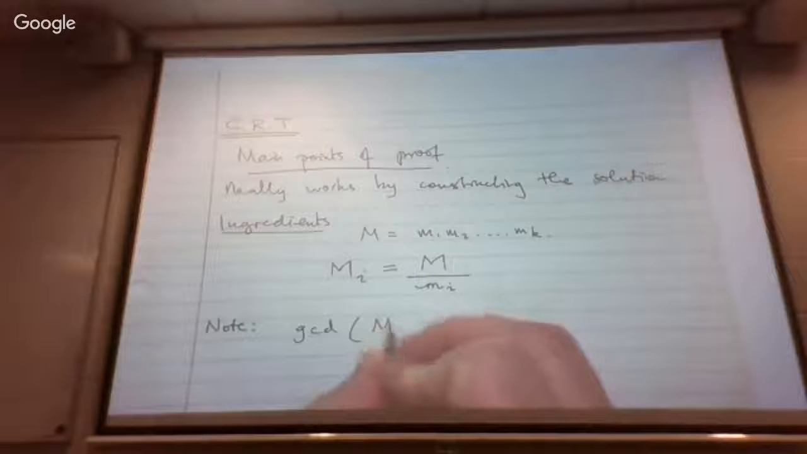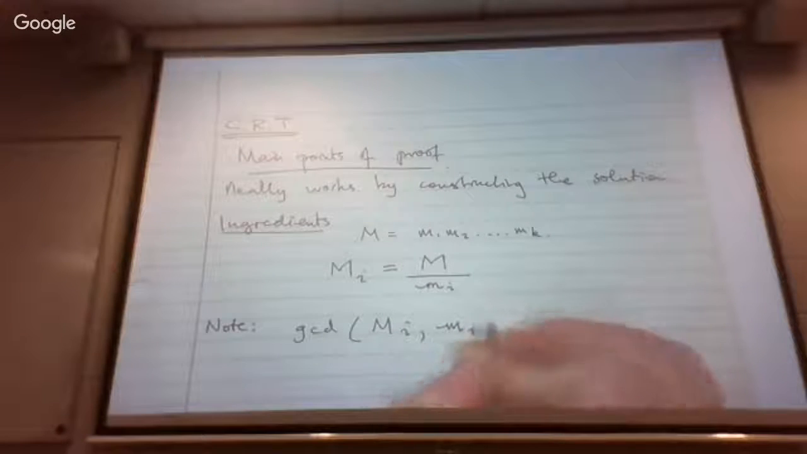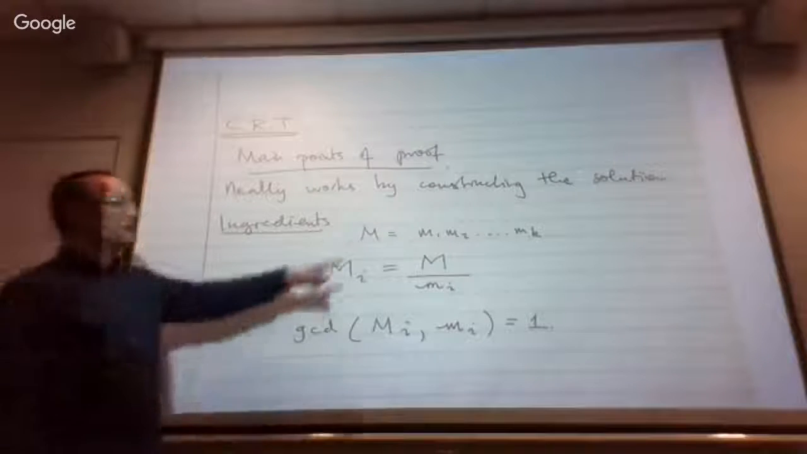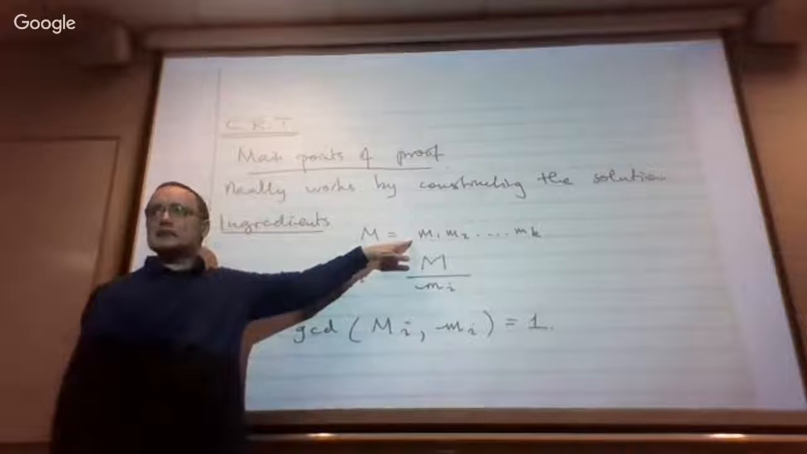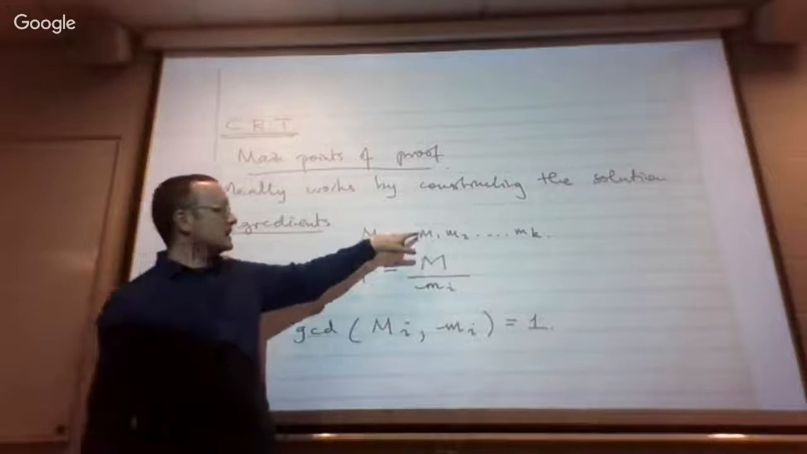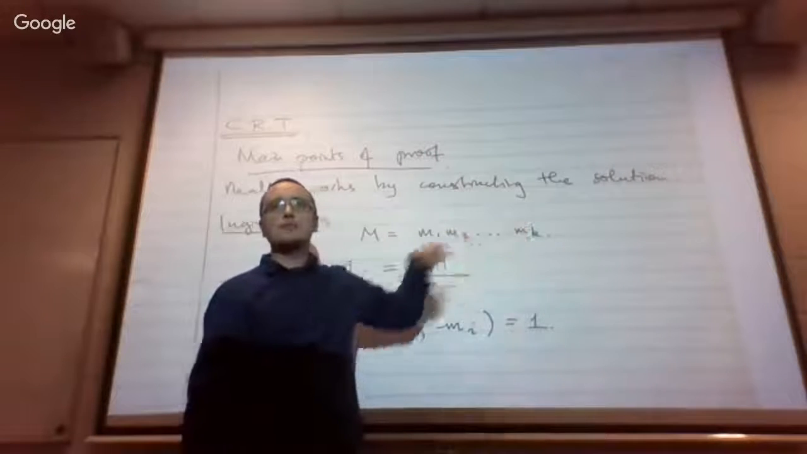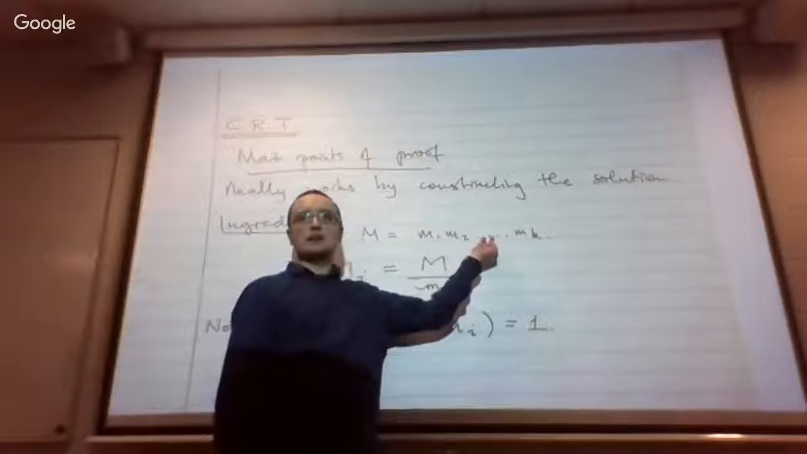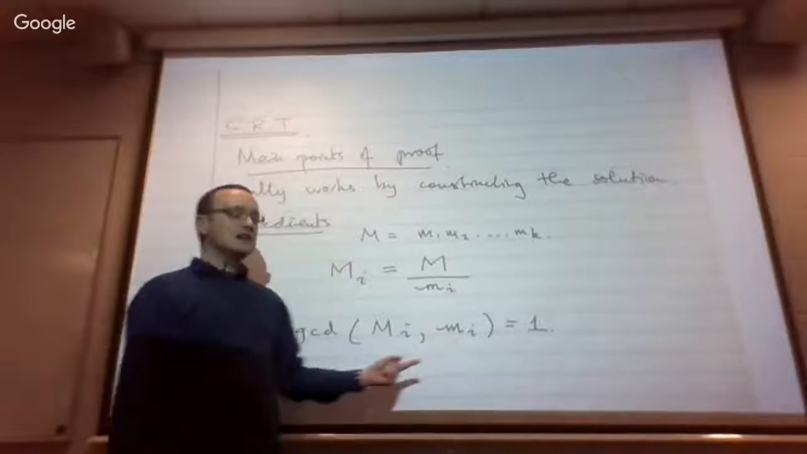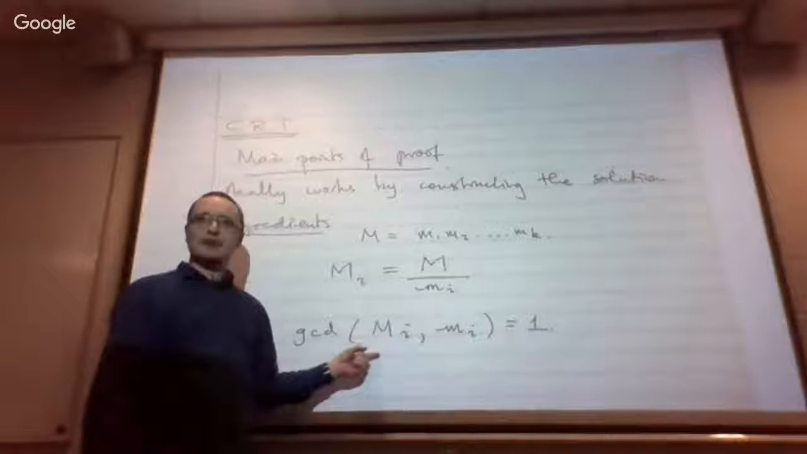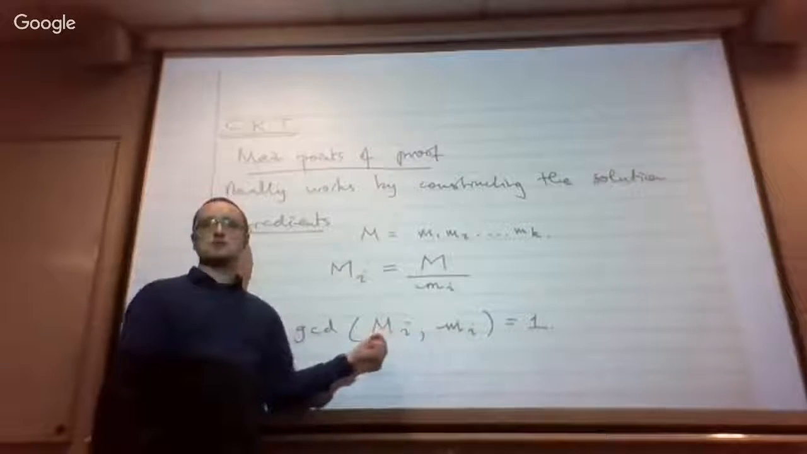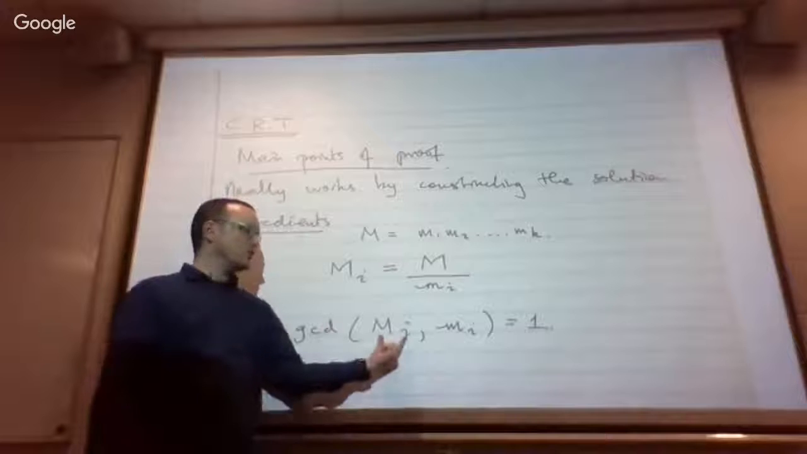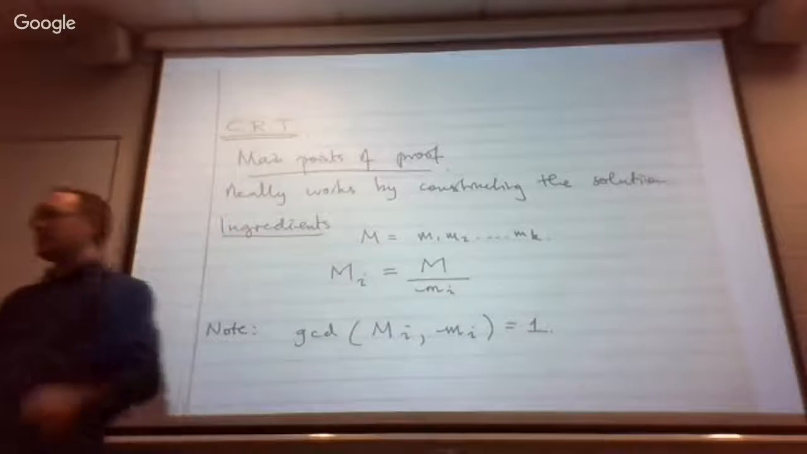The greatest common divisor of capital Mi and little mi is equal to 1. Remember, part of the assumptions in the statement of the theorem is that each of these little moduli are coprime. Mi is the product of all of them except for mi. So when you compare little mi to the product of all of the other ones, which is capital Mi, there's no common factors between those, because little mi is coprime to each of the other ones individually. So it's certainly coprime to the product of them all.